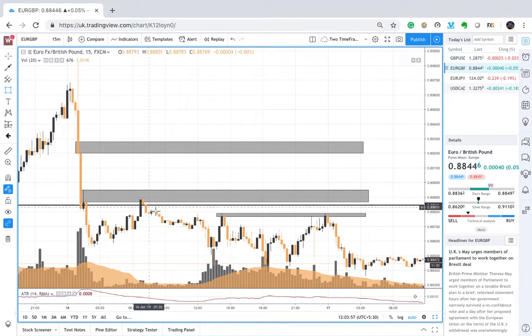Market touched here, it came down. Okay, it touched my supply level, it came down. It again touched my supply level. Okay, when the market came here, it came down, it made a supply here.